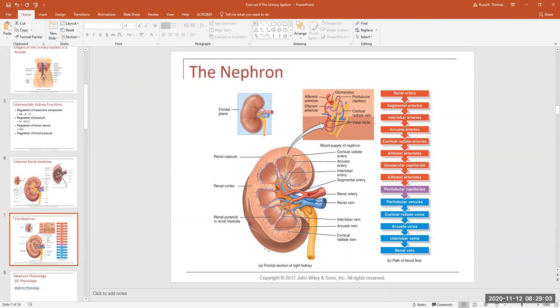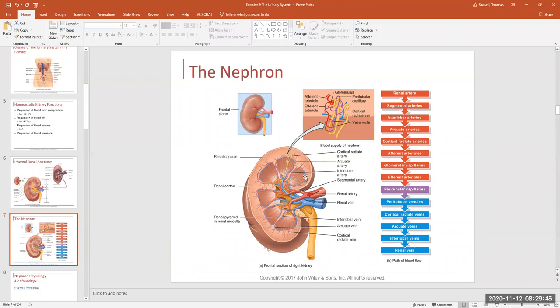But now these interlobar arteries are coursing up the column going towards the cortex. They then give rise to an arterial branch that courses over the top of each of the renal pyramids. The vessel that arches over the top of a renal pyramid, the artery, is called an arcuate artery, right here, arcuate artery. So the interlobar supplies blood up into the arcuate artery, because the blood's coming in this way: renal artery, segmental artery, interlobar, arcuate.